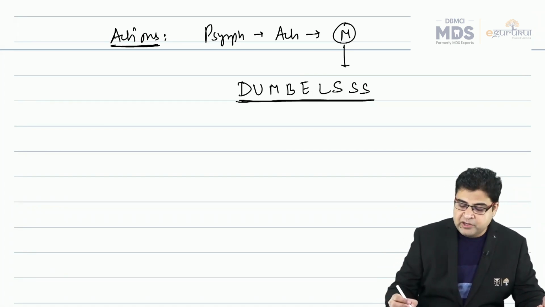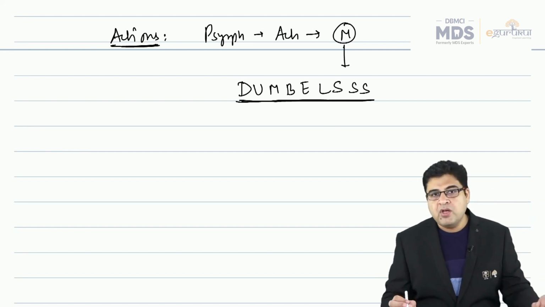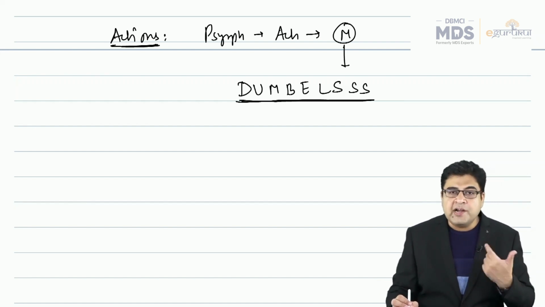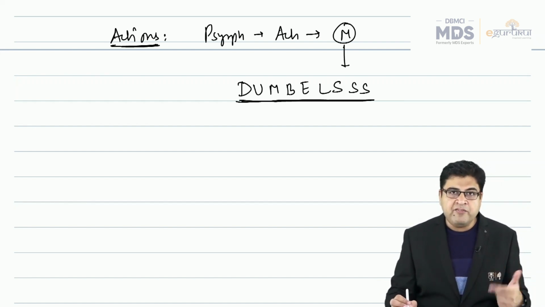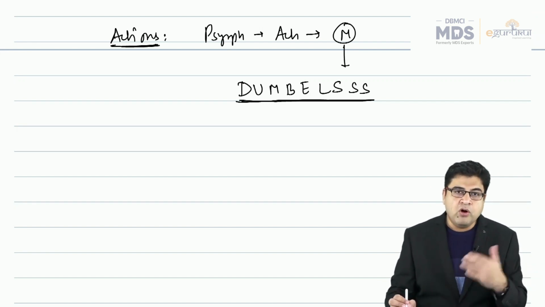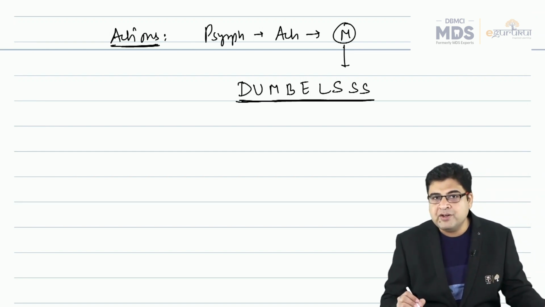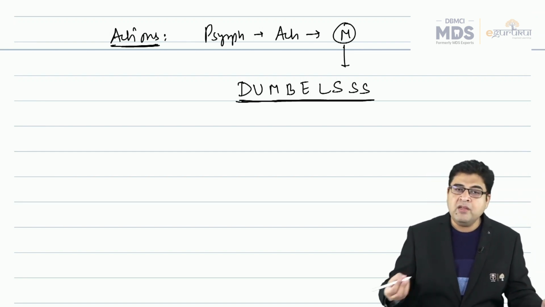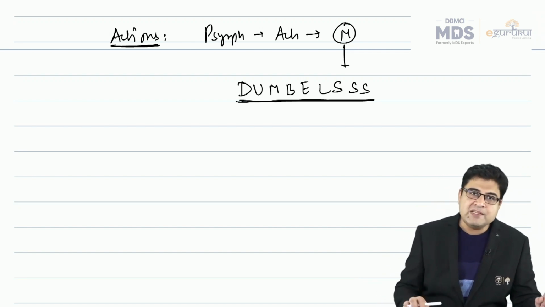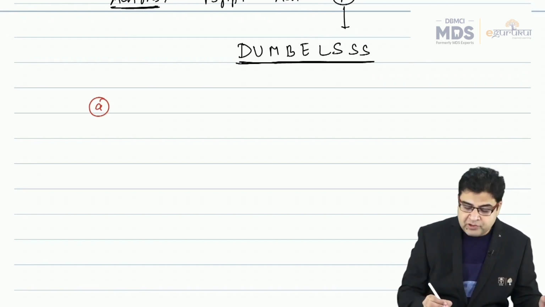So in this mnemonic, all the actions are mainly due to the muscarinic 3 receptor, but only the cardiac effect, only the effect on the heart, is due to muscarinic 2. And for acid secretion we may have the involvement of muscarinic 1 also. So let's discuss the full form of the mnemonic first, then you will come to know. Number 1. Here the D stands for diarrhea.